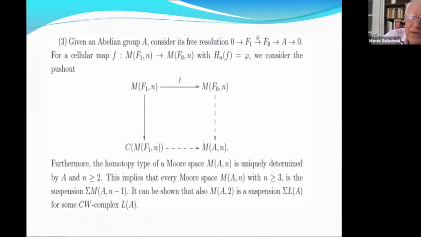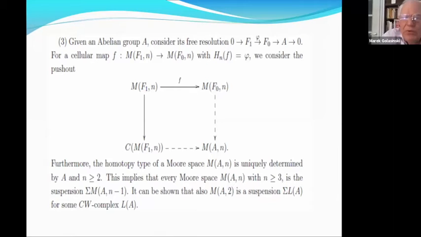a subgroup of a free abelian group is free. So we have a resolution where F1, F0 are free groups. So now, if you have this map from F1 to F0, then taking the construction from the second part, we have a cellular map f from the Moore space on F1 to the Moore space of F0, such that the value of homology on this map is equal to the map phi from this resolution.